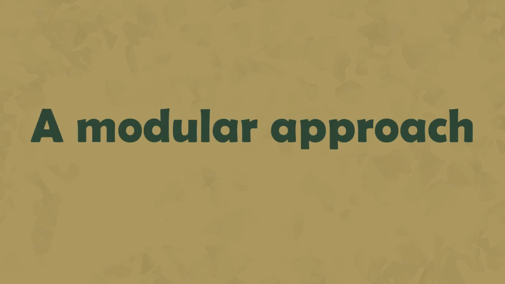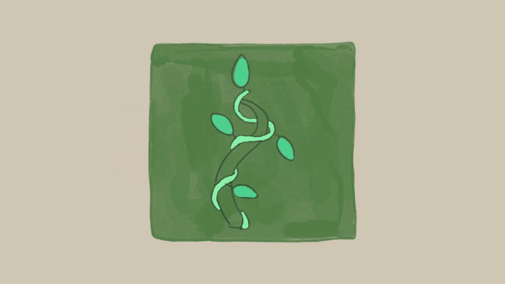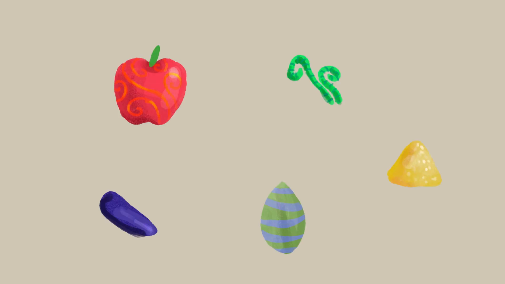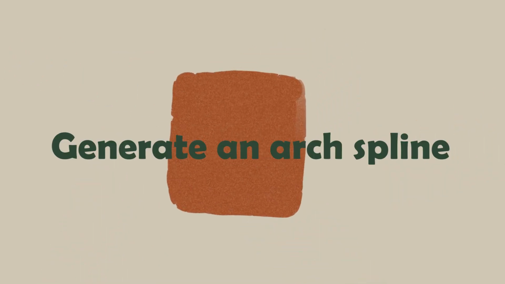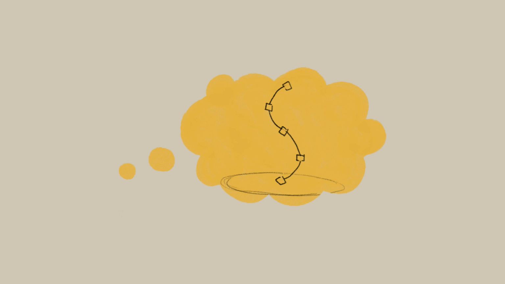2. A modular approach. Alternatively, I could give players full creative control with a modular system. Here, plants are built step by step. For example, each ingredient could trigger a specific function, like generate an arch spline. This would allow players to experiment with combinations such as generate an arch spline, apply noise to spline, generate a mesh, add decoration items, or something like generate a wavy spline, generate a mesh, add decoration items.